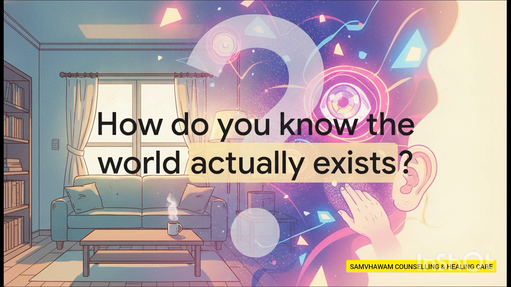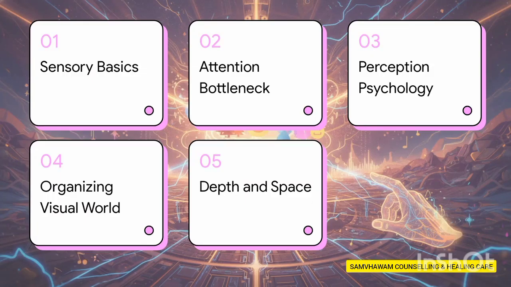To answer that, we need to map out the exact process from raw sensation all the way to constructed perception. So we'll quickly cover grasping our sensory basics, the bottleneck of attention, the psychology of perception, organizing our visual world, and finally, depth, space, and daily focus. Let's get right into it.